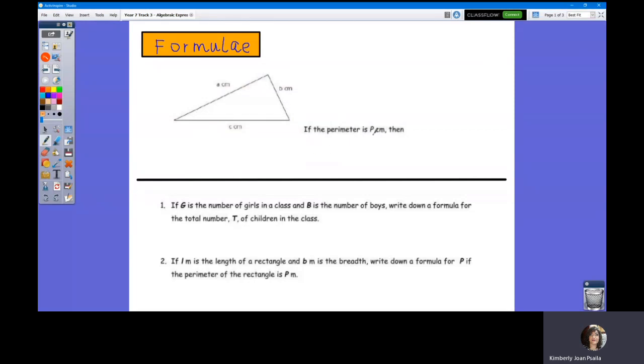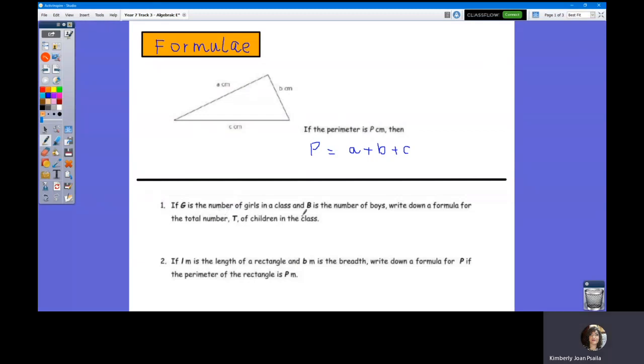So if the perimeter is P centimeters, then P equals A plus B plus C. And there you have your first formula. So the perimeter, which is P, is equal to A plus B plus C. In formulas, we don't write the units. So let's work out these two questions.